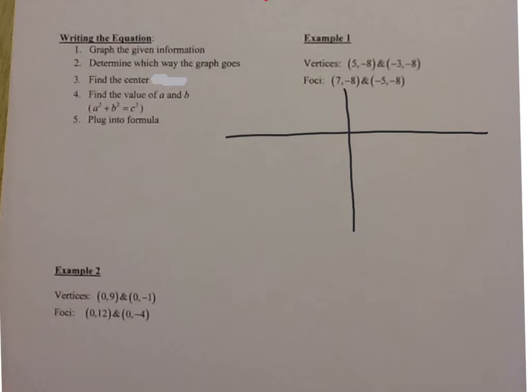All right, so I have vertices of (5, -8) and (-3, -8). There's a vertex, and there's another vertex. All right, so I need the center. So the center will be right in between. So the length from vertex to vertex, this whole thing, is a total of 8. So half of that would be 4. So I need to go 4 units. So here's my center, which is going to be (1, -8). Okay, so let me write that over here.